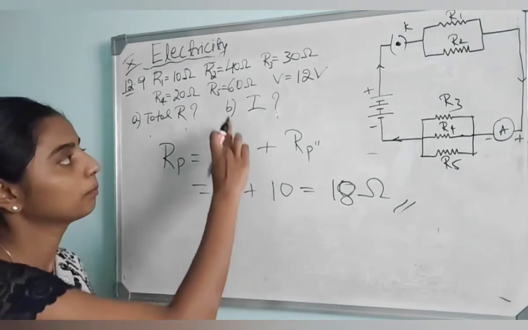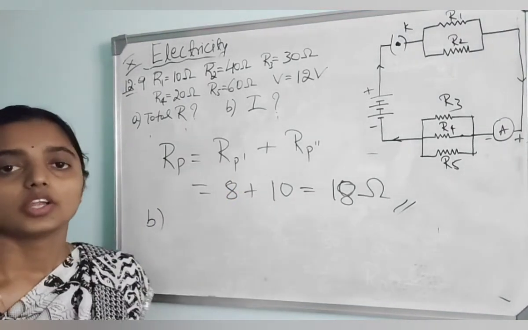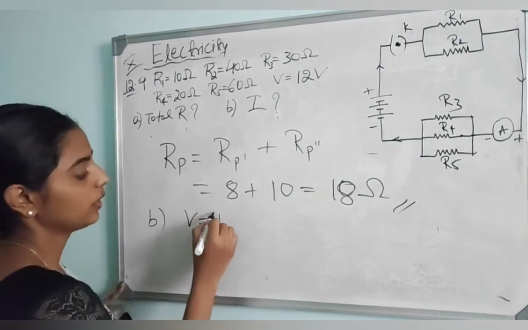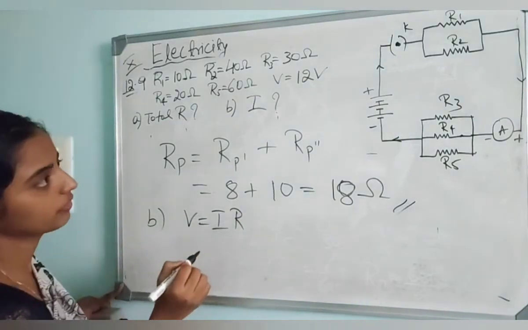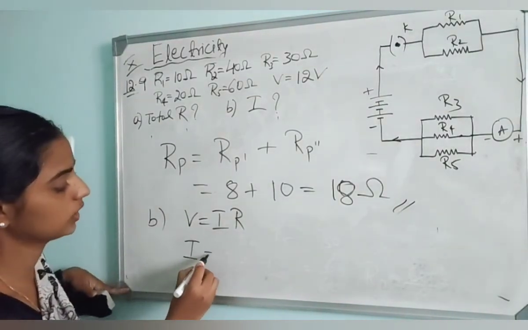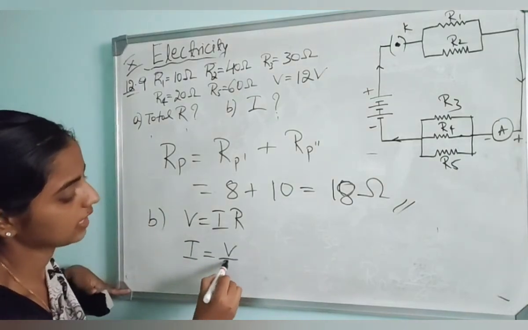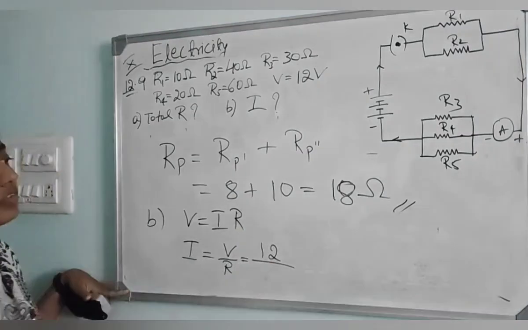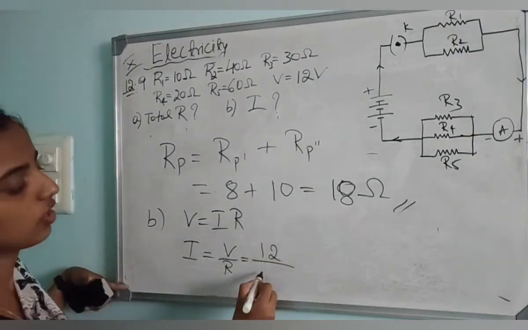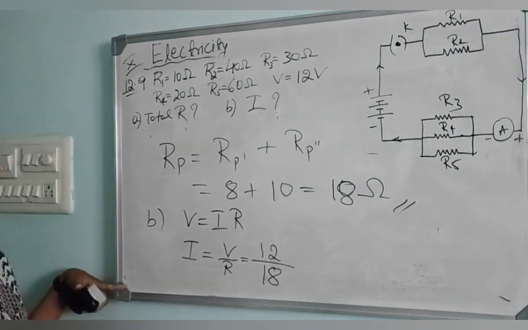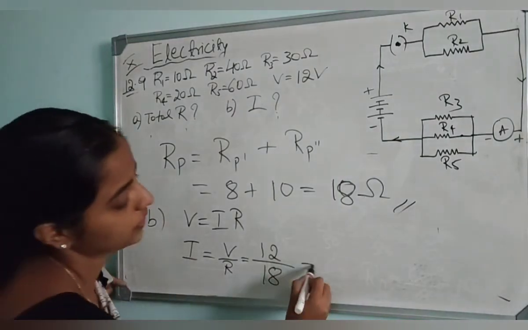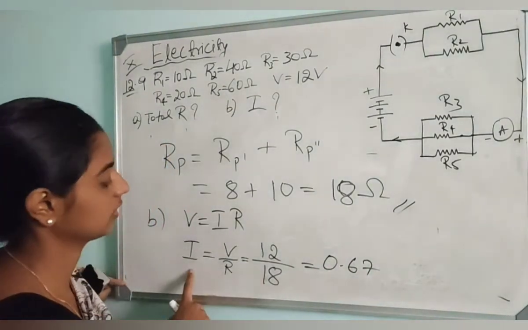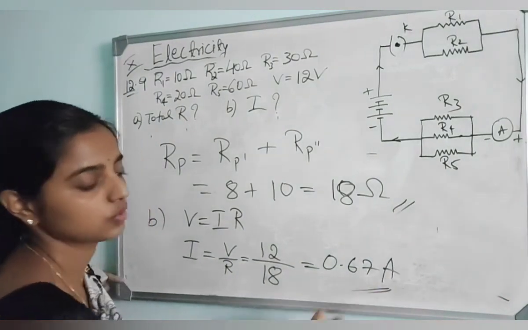Now next, we have B. To calculate the total current, the formula here is Ohm's law: V is equal to IR. What do we need to find out? I only, right? I is equal to V by R. What is V? Here they have given 12, divided by the total resistance. What total resistance did we get? We got 18. Now calculate 12 by 18. How much will we get? We get 0.667 something, and the SI unit is ampere. So this is your answer.